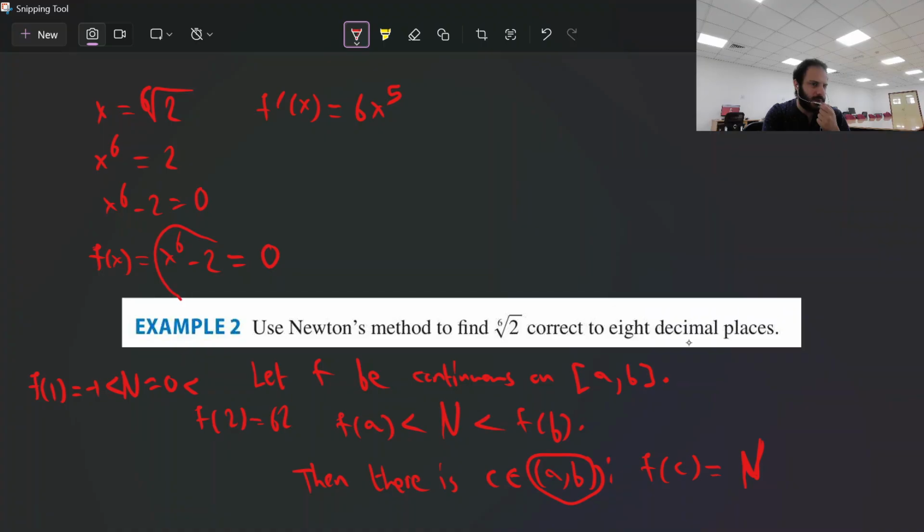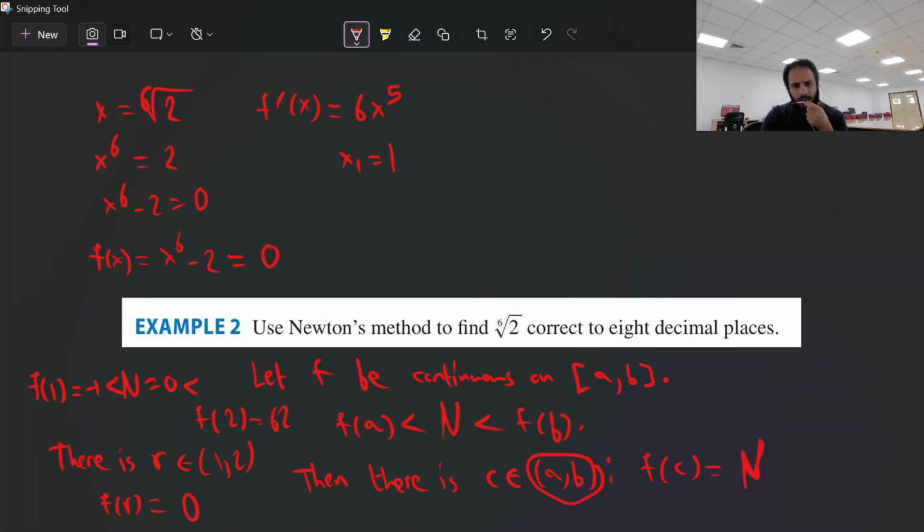And f is continuous because it's a polynomial. So we know that there is r between what and what? Between 1 and 2, such that f of r equals 0. So what would you like to choose for x1? Let's have your idea. What's your opinion here? x1 equals what? What do you want to choose? We can use 1. It's fine, right? Yes, so 1 is perfect. So x1 equals 1.